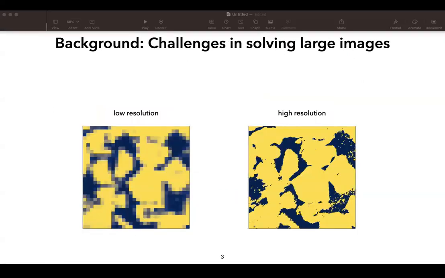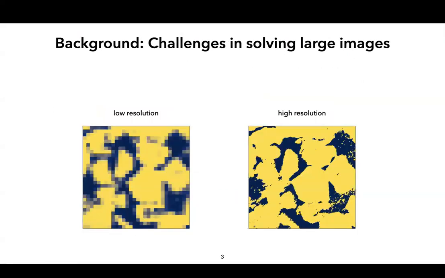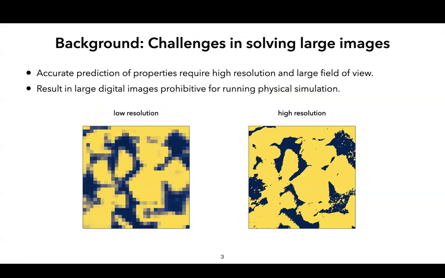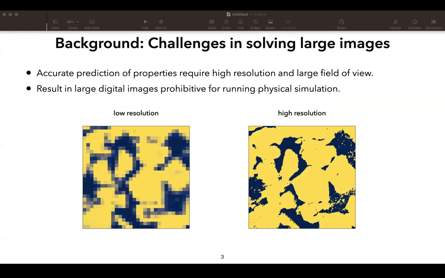So what is the challenge here? We know that in order to obtain accurate properties, we need high resolution and a large field of view. But those two conditions result in very large digital images, and it is very costly to perform physical simulations on those images. So here we are going to talk about a method, namely the hierarchical homogenization method, that will enable us to run simulations on these large images.